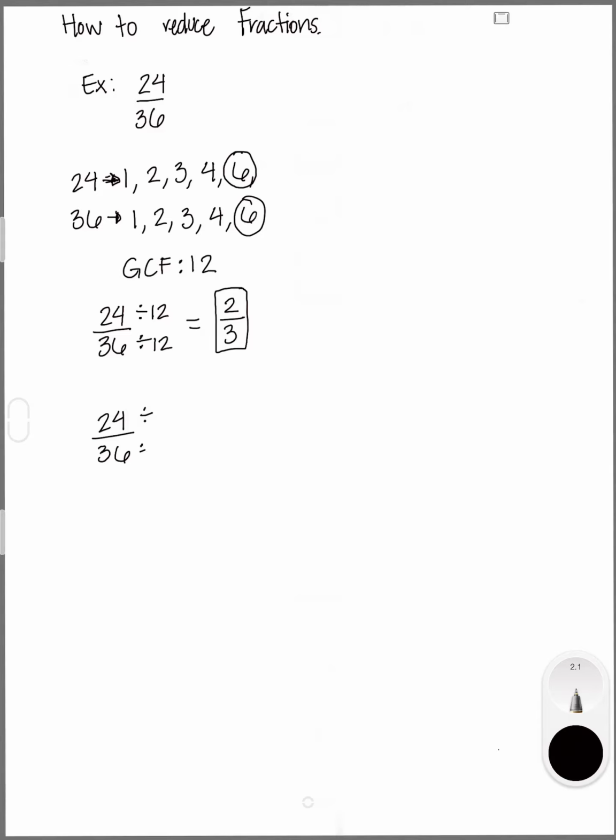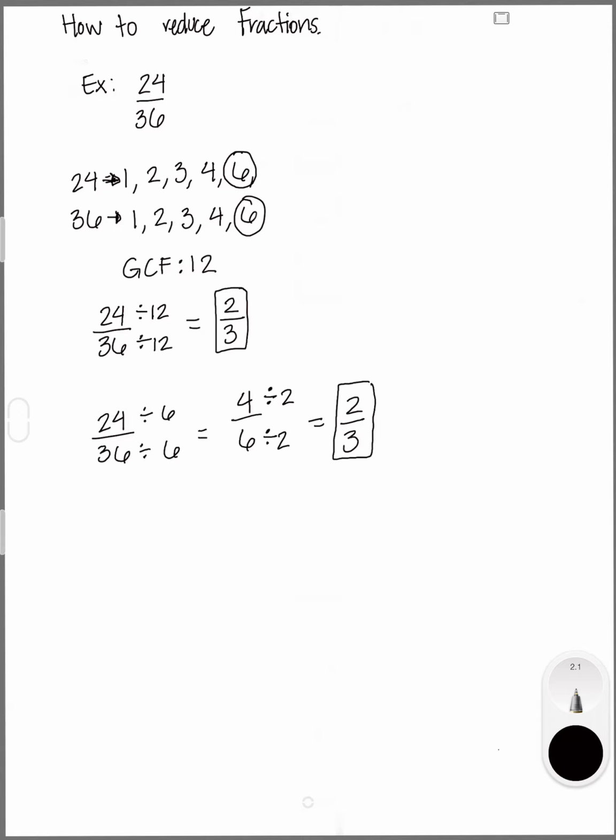Well, we can go ahead and divide both numbers by 6, and this is going to give us 4 over 6. However, from here, we have to remember that 4 and 6 are also divisible by 2, both numbers, right? So we can go ahead and divide 4 by 2, and then 6 by 2, and this is going to give us 2 over 3, which is the same answer we got from before.